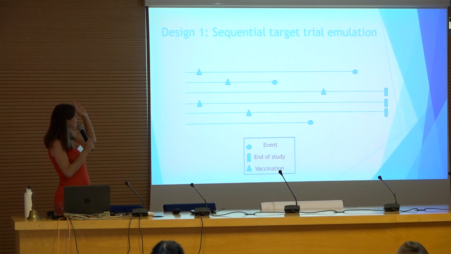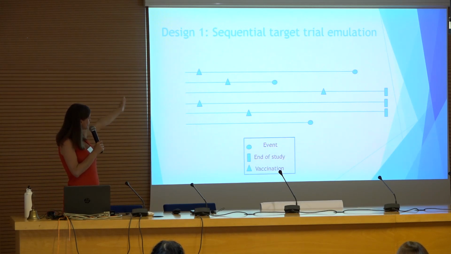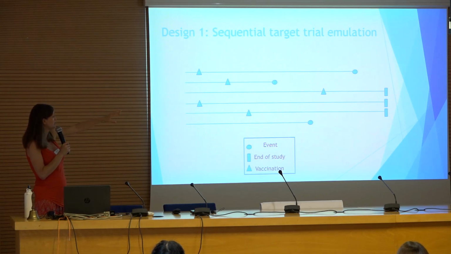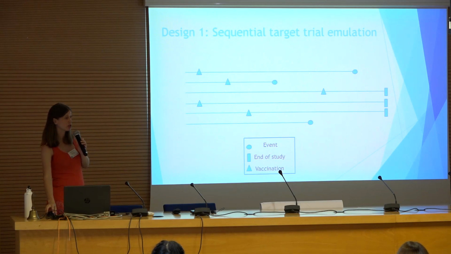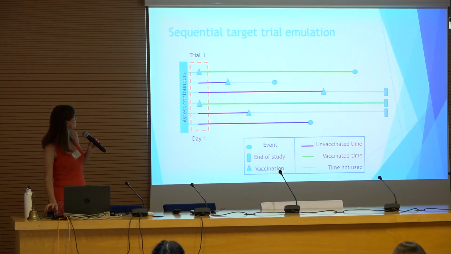So people come into my study on the 8th of December, and they're followed up. Some of them will receive vaccination and then carry on being followed up until either they have the event or the end of study. Okay, so how am I going to make a trial out of this?